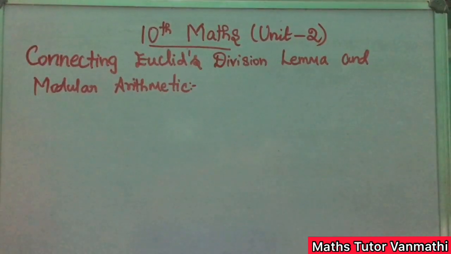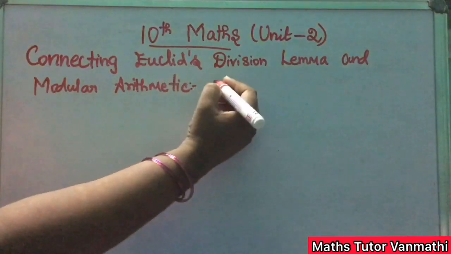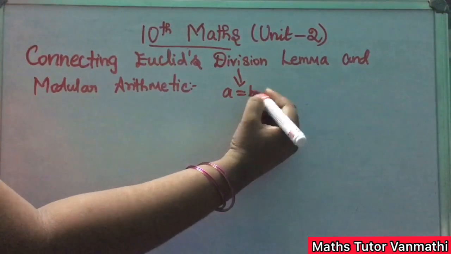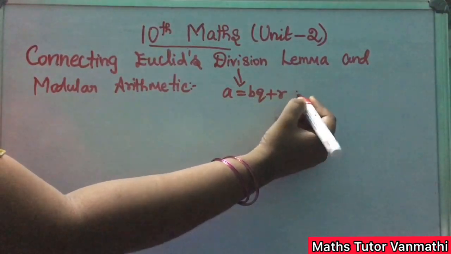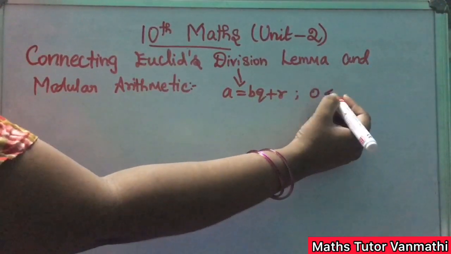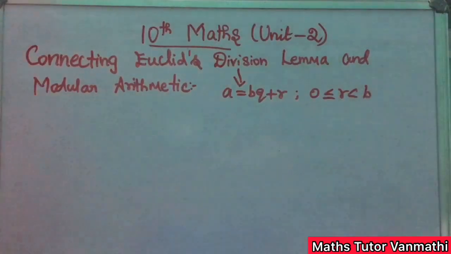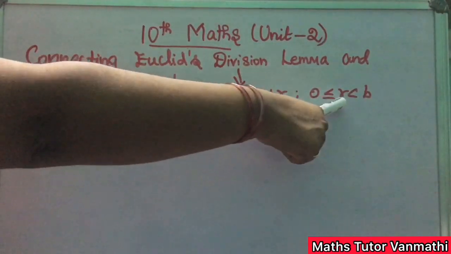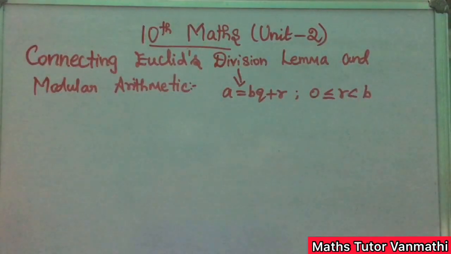Next is connecting Euclid's division lemma and modular arithmetic. First we are taking Euclid's division lemma. What is Euclid's division lemma? a is equal to bq plus r, where r lies from 0 to b. Can you recall? Euclid's division lemma is nothing but a is equal to bq plus r, and here r lies between 0 and b.